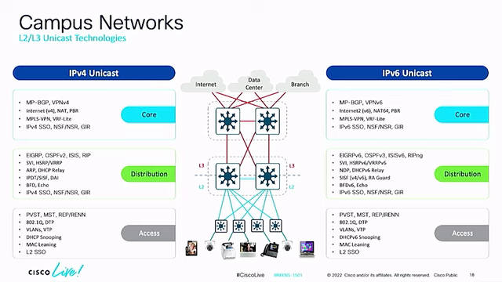There are obviously some scale differences between V4 and V6 on some of the platforms, and that's something to take into consideration. But from a pure protocol perspective, we've pretty much got the compatible versions of everything that you need at each of the layers. And that's unicast.